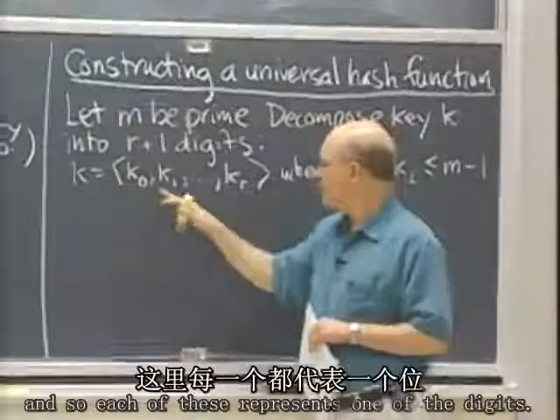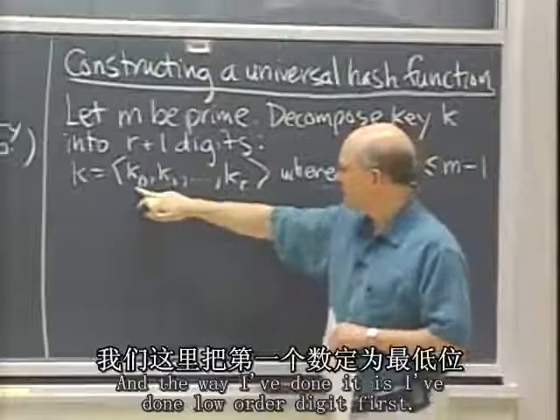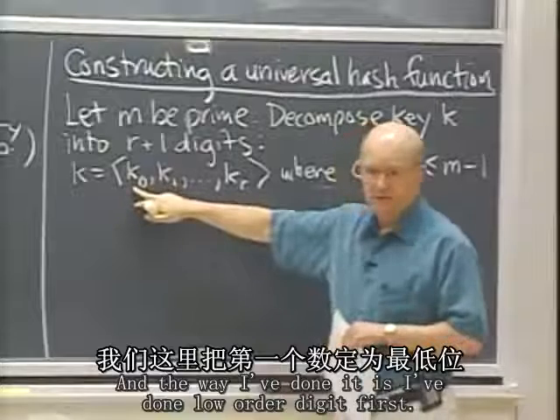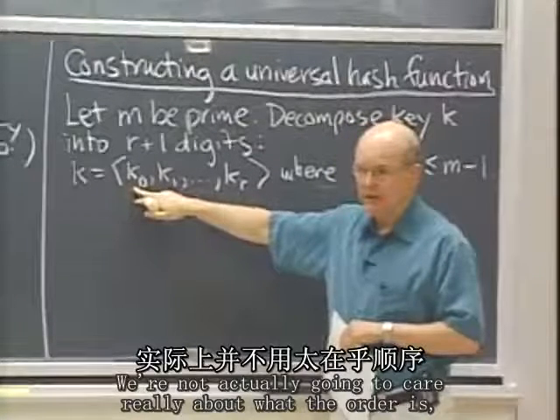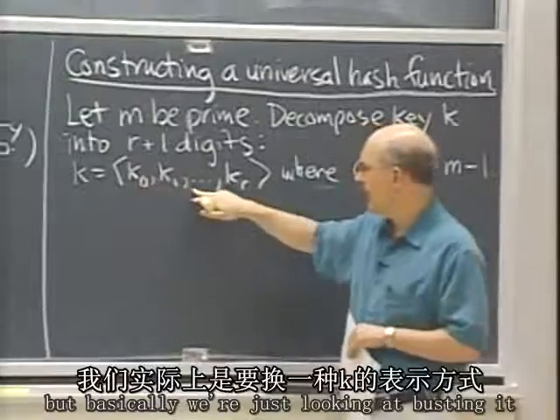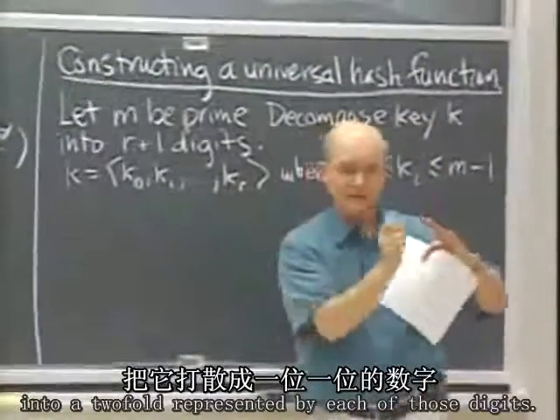And so each of these represents one of the digits. The way I've done it is low order digit first. It actually doesn't matter. We're not actually going to care really about what the order is, but basically we're just looking at busting it into a tuple represented by each of those digits.